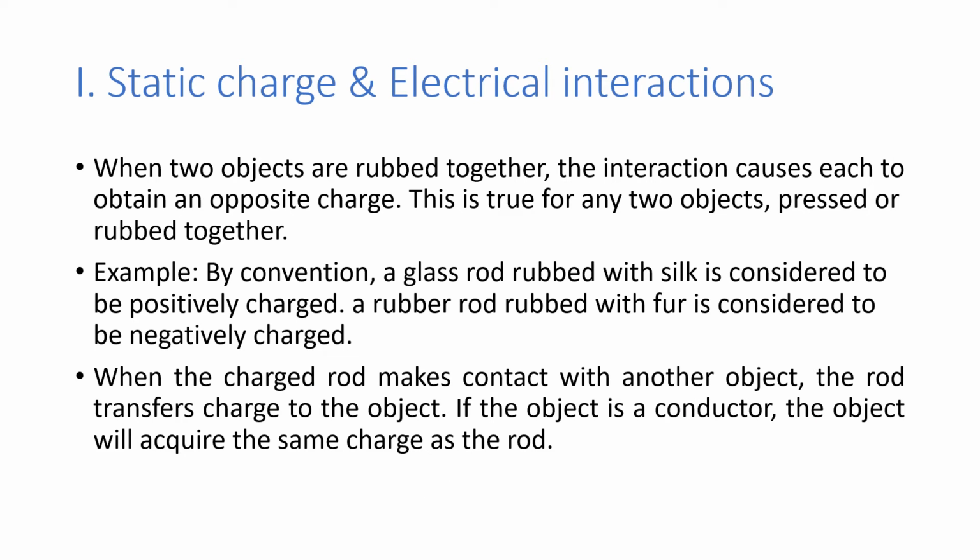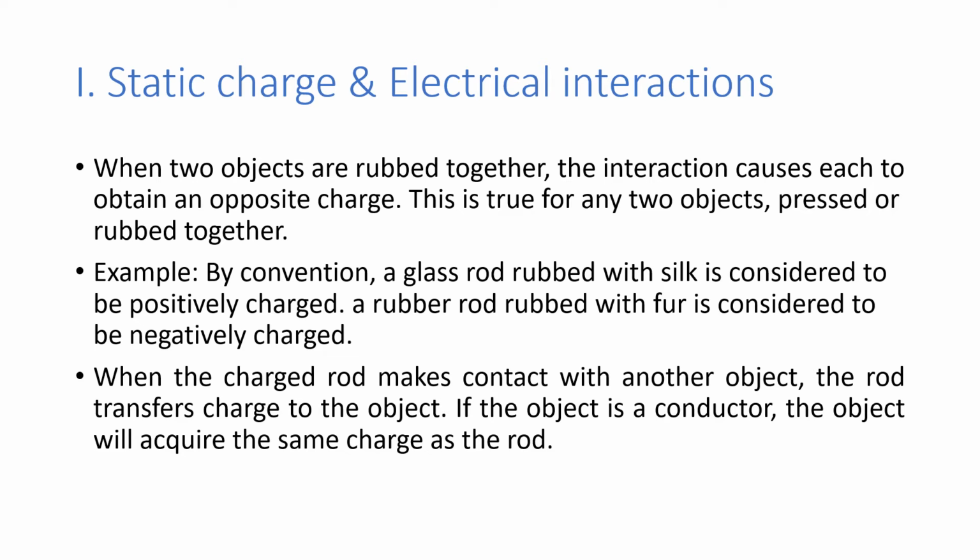Let's start with the first section of our lab, which discusses static charge and electrical interactions. When two objects are rubbed together, the interaction causes each to obtain an opposite charge. This is true for any two objects pressed or rubbed together. For example, a glass rod rubbed with silk is considered positively charged, whereas a rubber rod rubbed with fur is considered negatively charged.